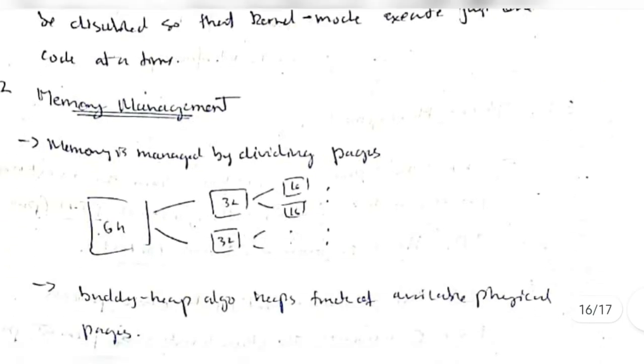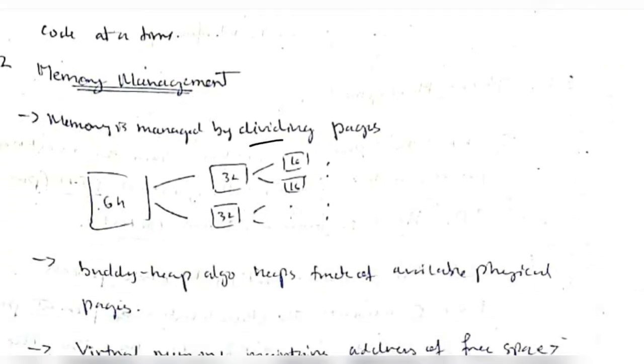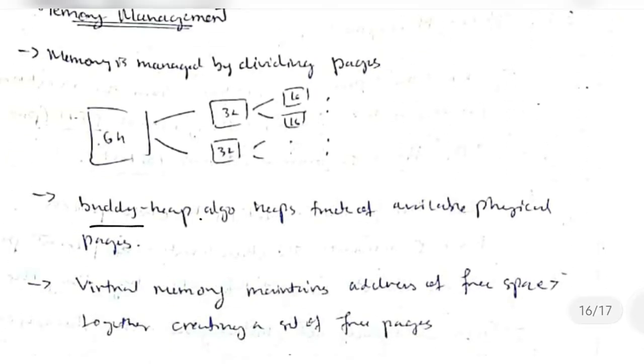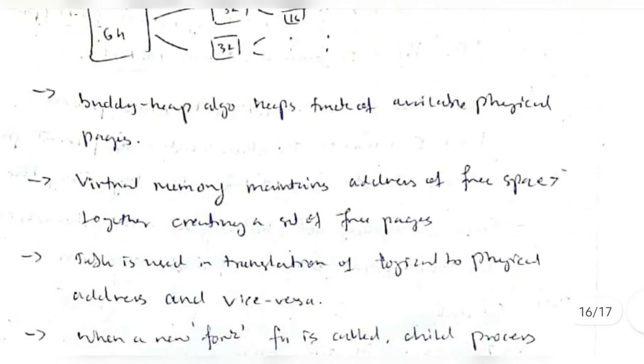The next one is memory management. Memory is managed by dividing it into pages. So 64 KB will be divided into 32, and that 32 will be divided into 16, and so on. By dividing into pages, it becomes much easier to handle them. So there's an algorithm, the buddy heap algorithm, which keeps track of the available pages.